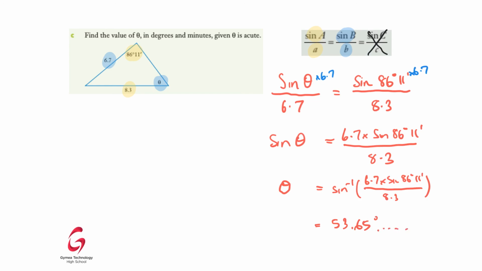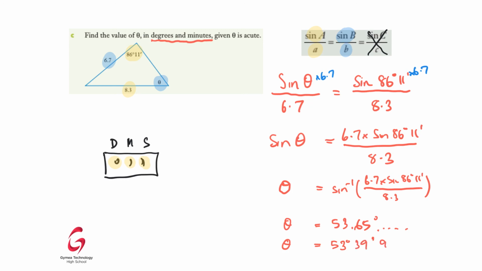Do not clear your calculator just yet, because our question said it wants it rounded to degrees and minutes. So you're going to have to press that button, which means you've got your degrees, your minutes, and your seconds. When I hit that, it tells me my answer is 53 degrees and 39 minutes. Now there was 9 seconds there, but because we want to round to the nearest minute, it's like time, 30 seconds is the halfway point, so we don't need that last 9 seconds.